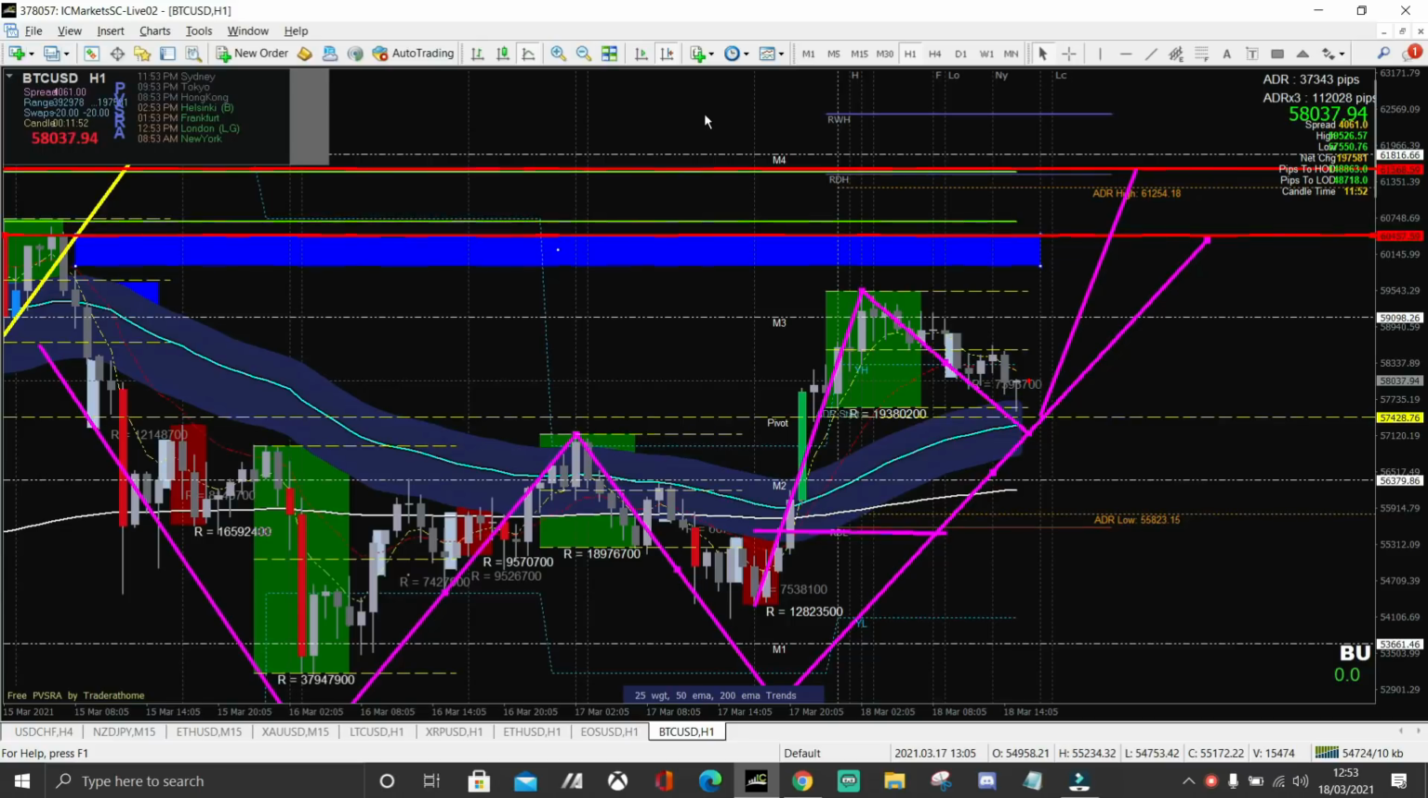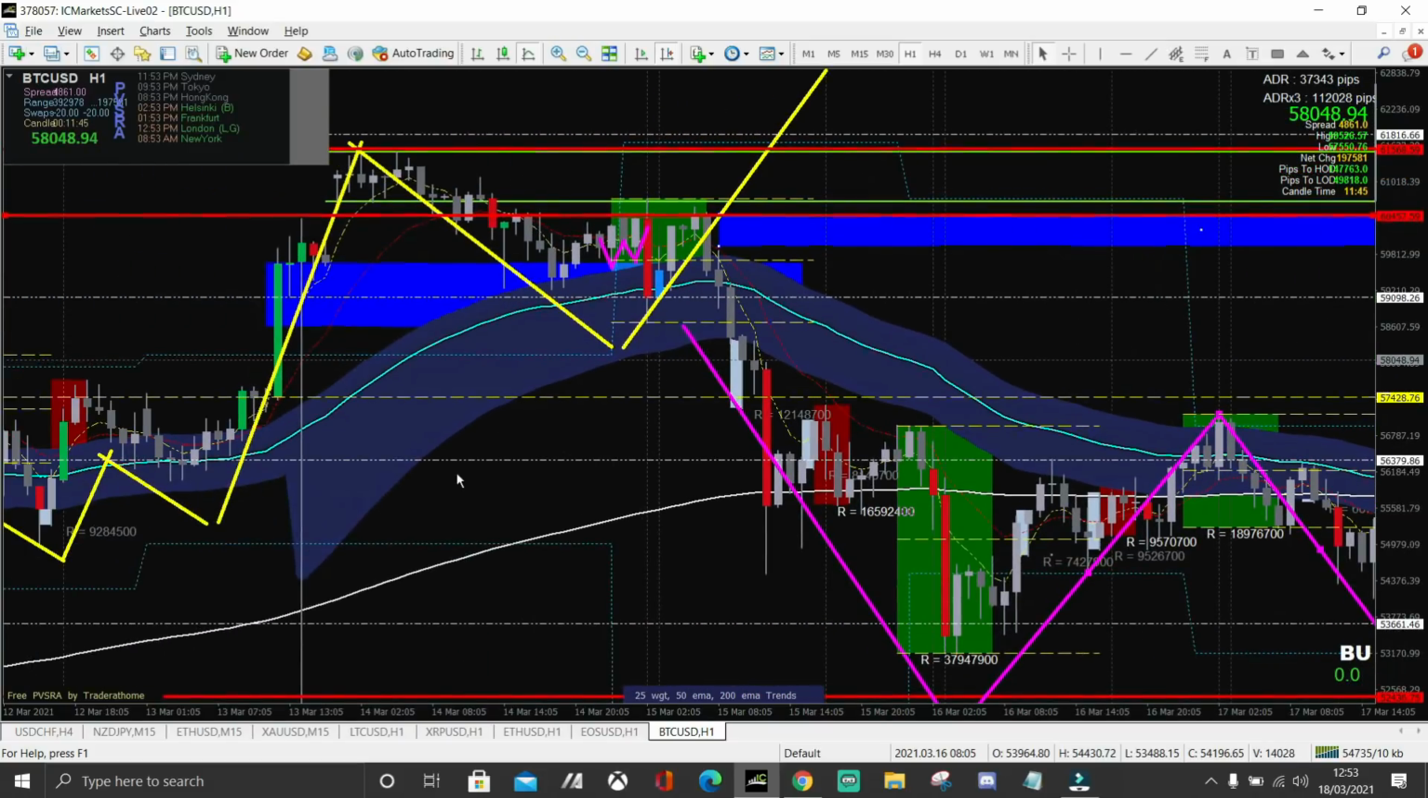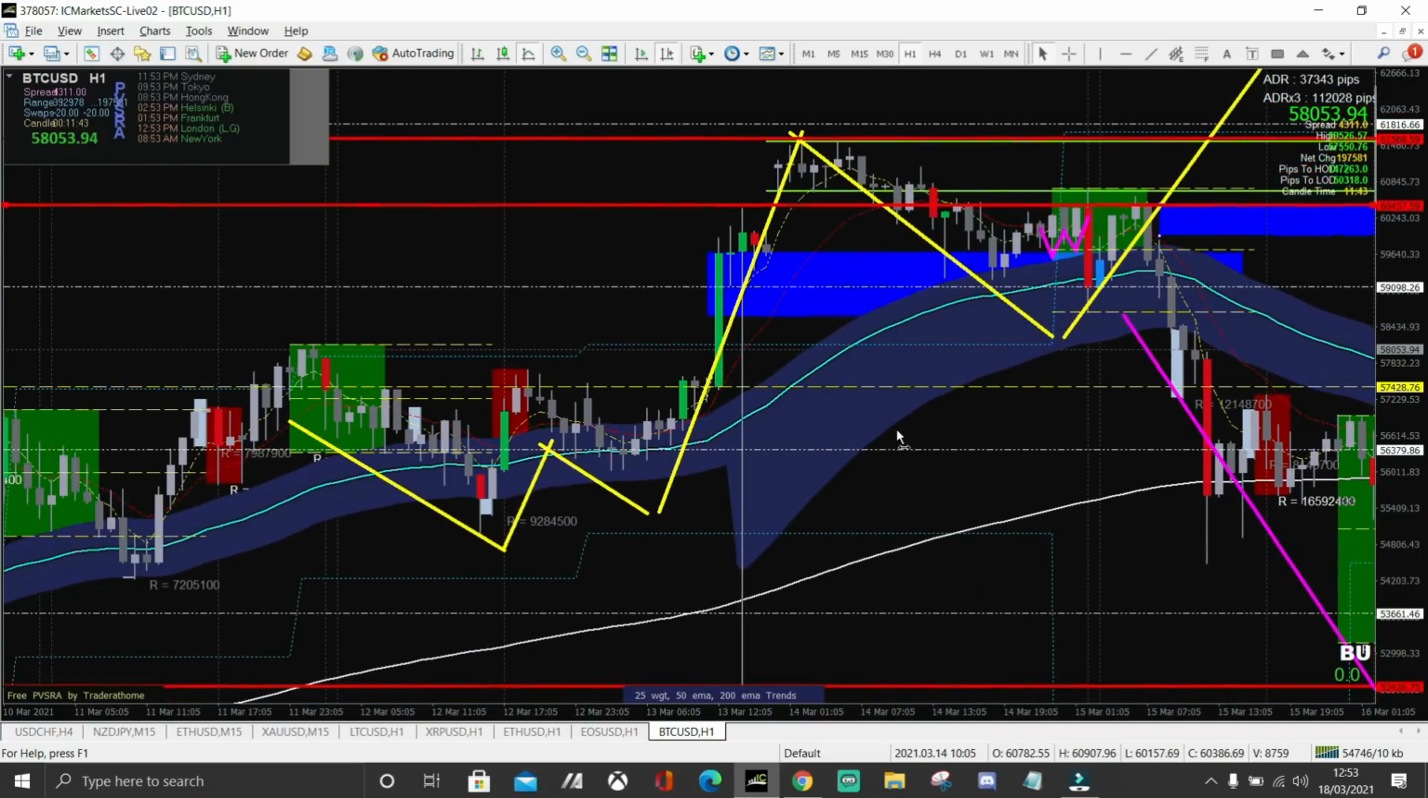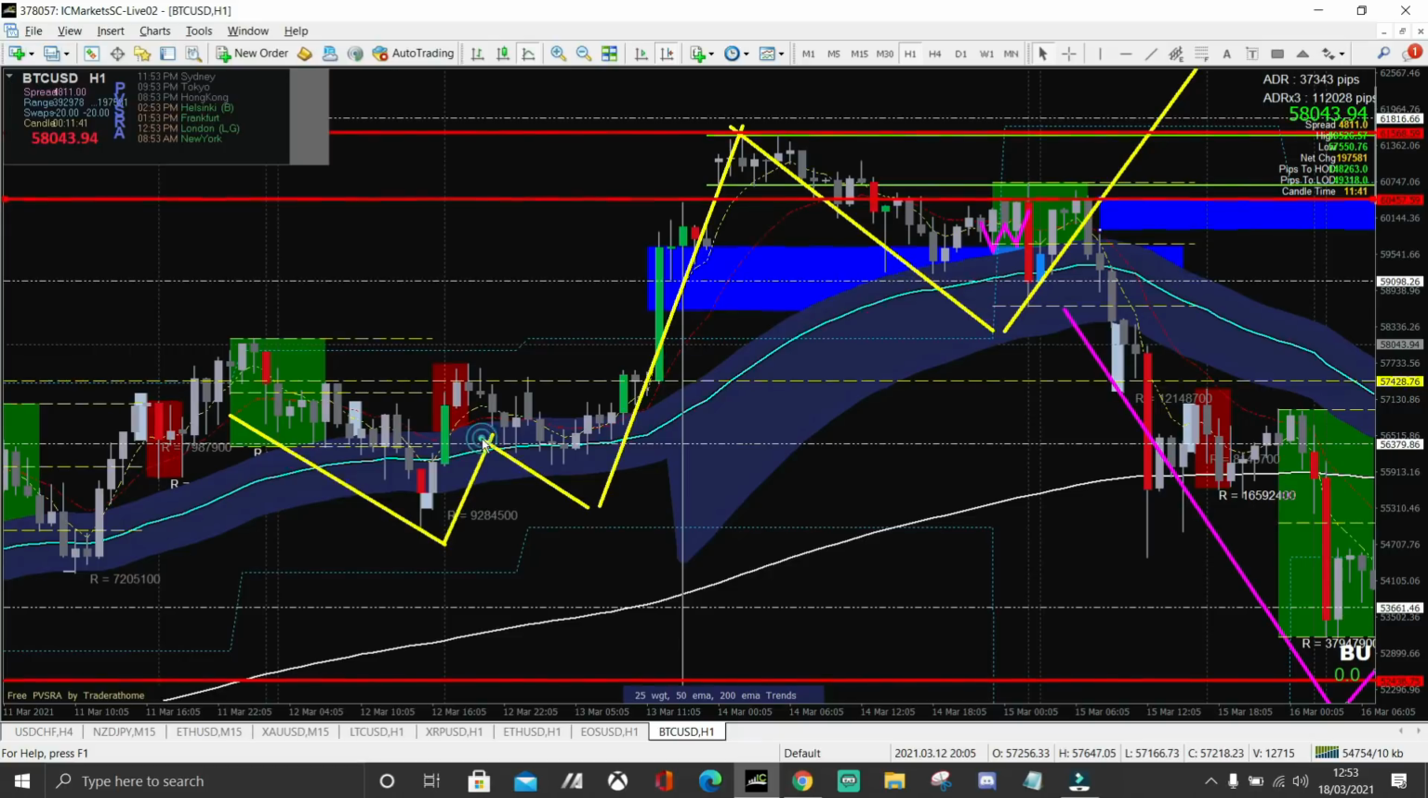So we're going to go back in time and have a look at what would have been deemed not a perfect entry, sorry, an accurate entry. Let's look at this part here. You can see that this W formation has played out perfectly. The second leg is showing a bottom. You can see a vector candle right there. Although it's a small W, fundamentally, it's still a W on the hour time frame.